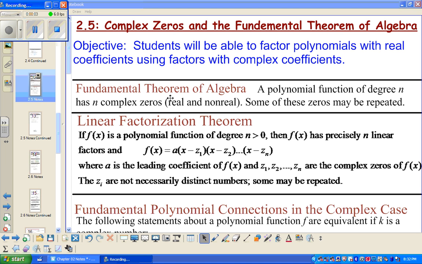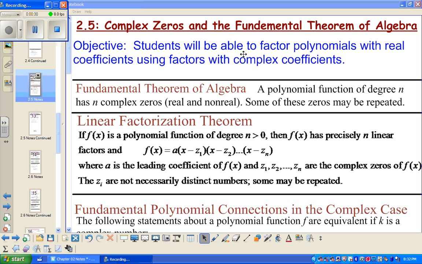All right, this is section 2.5, complex zeros and the fundamental theorem of algebra. Finally, we're going to get into some real good, real interesting precalculus work. You should be able to factor polynomials with real coefficients using factors with complex coefficients by the time you're done with this section.